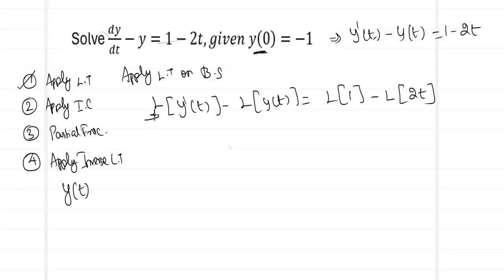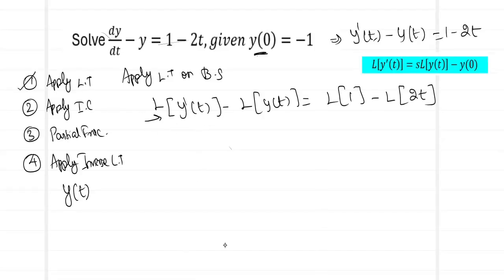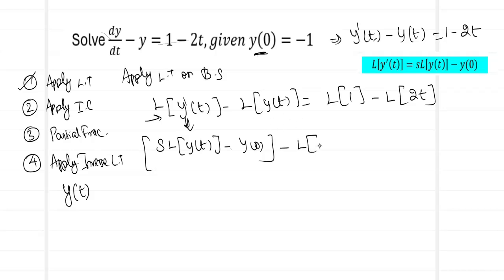What we require over here in the first term is Laplace of y dash of t. Recollect the formula for the first derivative of Laplace. We know that Laplace of y dash of t is s times Laplace of y of t minus y of 0. So this quantity gets replaced as s times Laplace of y of t minus y of 0. Now, this term doesn't have a derivative, hence it is retained as such. So you have Laplace of y of t.